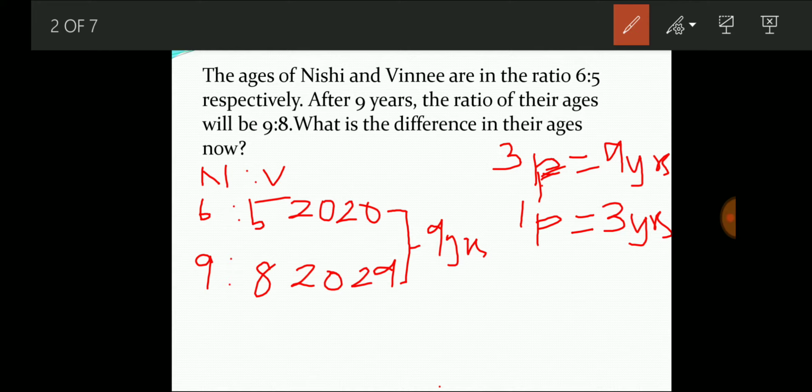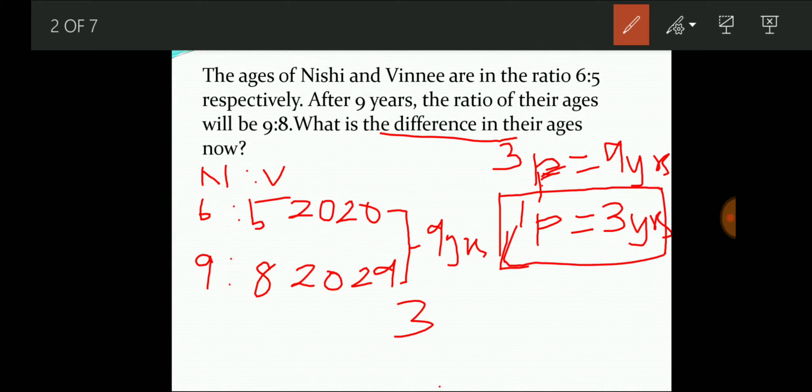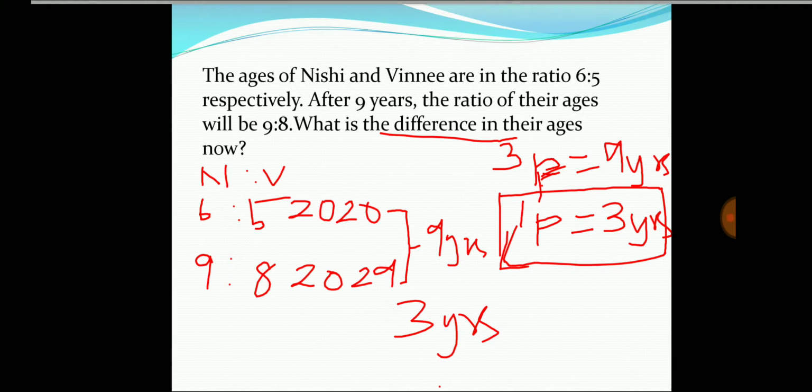So what is the difference in their ages is the question. We know 6:5 has a difference of 1 part. The same 9:8 gives you a difference of 1 part. 9 minus 8 is 1 part. So 1 part is the difference, and we've already found 1 part's value is 3 years. So the difference in the age is going to be 3 years. A very simple question, a very simple technique, nothing more than that. So let's get started with the next question.